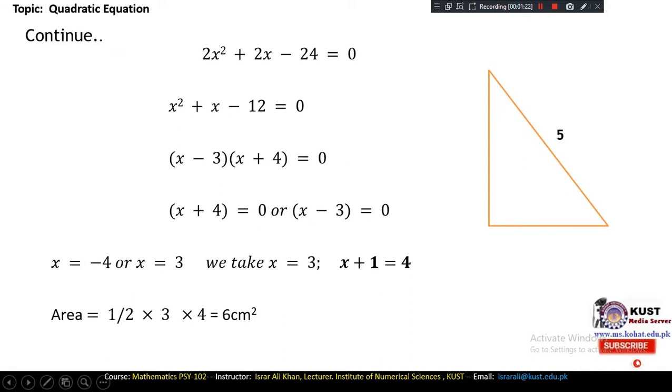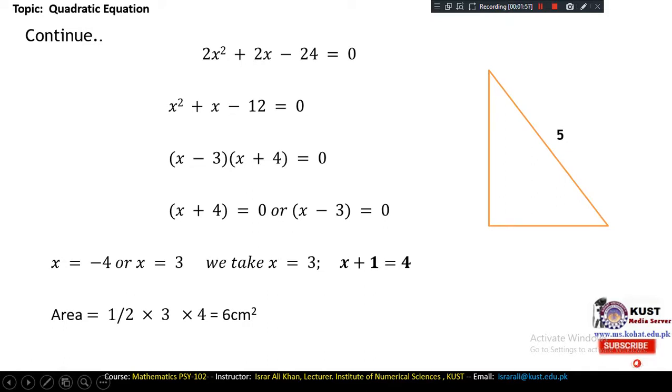When we divide every term by 2, we get x² + x - 12 = 0, which after factorization gives us two factors, (x - 3) and (x + 4). We equate them to 0 separately. We get x = -4, which is not possible because we know that length can never be negative, and we take x = 3. So the smallest side is 3, the other side is x + 1, so 3 + 1 = 4. So one side is 3, the other is 4.